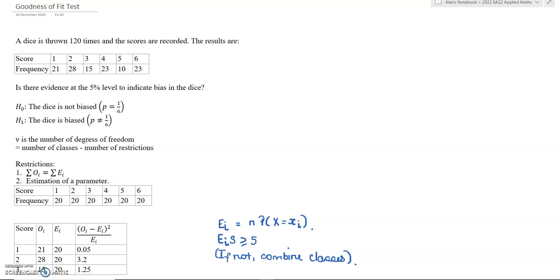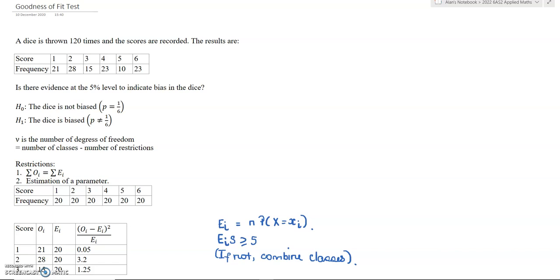So our null hypothesis would simply mean that the dice is not biased. And if the dice is not biased, then the probability of getting any score is 1/6. And our H1 is the dice is biased. That means the probability is not equal to 1/6.